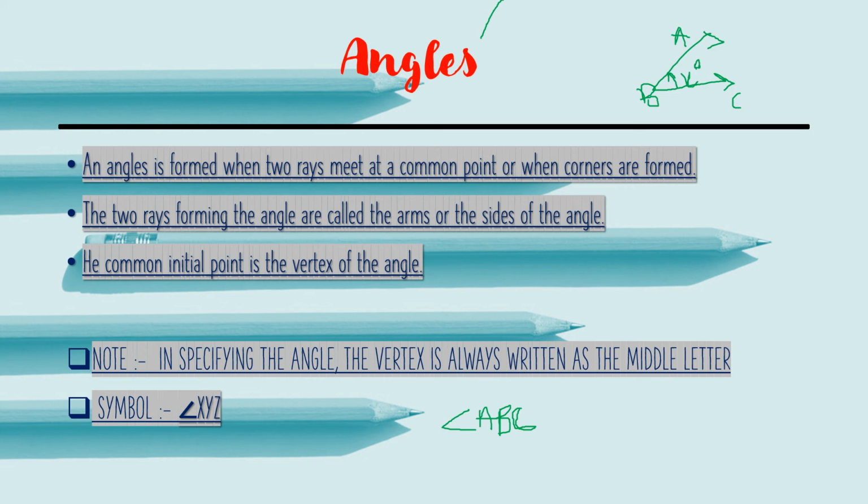Also remember, an angle is always measured anti-clockwise. So this angle would be measured anti-clockwise in this direction, from here to here. Suppose I name this P and this Q. So we'll always measure the angle from P to Q, not from Q to P. Always from P to Q.